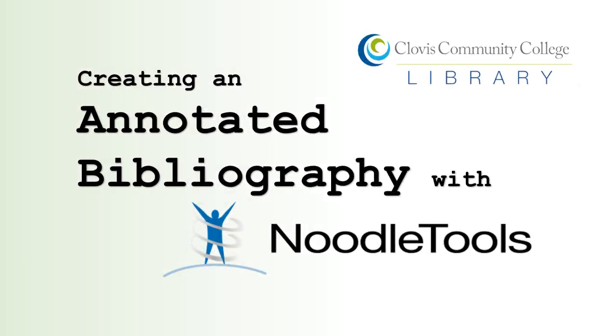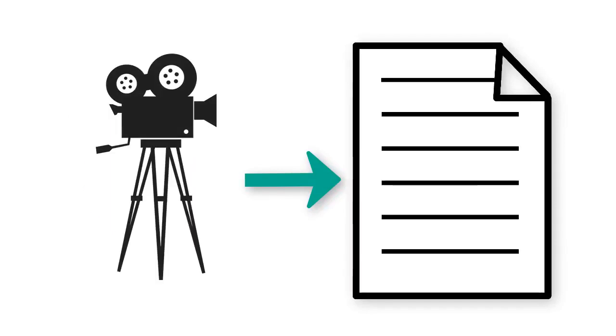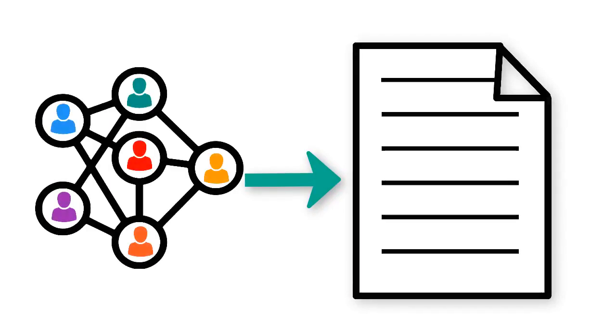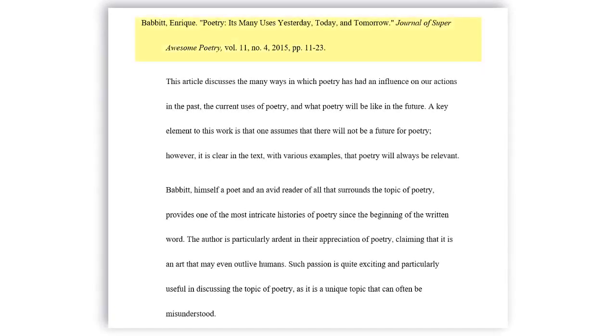Use NoodleTools to help you create and export an annotated bibliography in MLA or APA citation style. An annotated bibliography is a list of information sources on a given topic to assist with research. Each source will include a citation, a summary, and an evaluation of the source in relation to your topic.